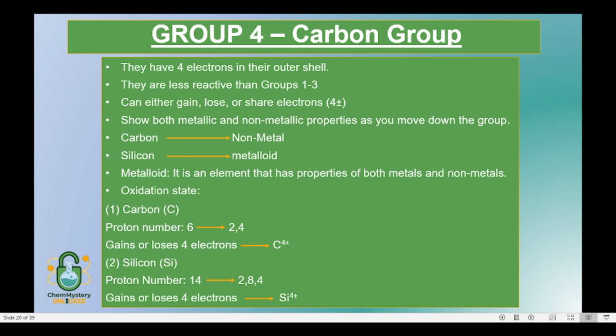To become stable, group 4 elements have to gain 4 electrons, so they can have 8 electrons in the outermost shell. Or they can lose 4 electrons as well to become stable. या तो वो gain कर लें 4 electrons या फिर वो lose कर लें 4 electrons.